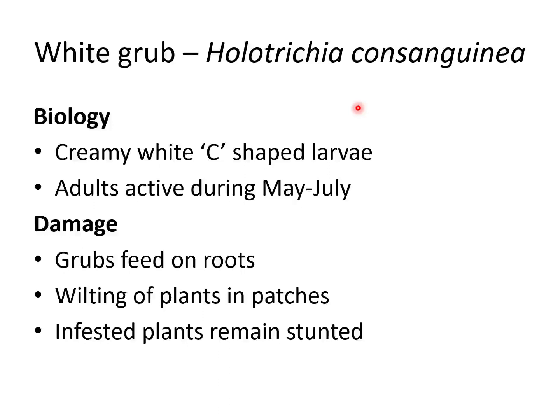The grubs are the damaging stage. Grubs are C-shaped in nature, scarabaeiform larvae, which feed on the roots, and as the roots are completely damaged by the grubs, plants start wilting in patches. Even if the plant doesn't wilt, the plants remain stunted because as the roots are damaged, the plant won't get enough nutrition. In severe cases, there will be wilting of the plant.